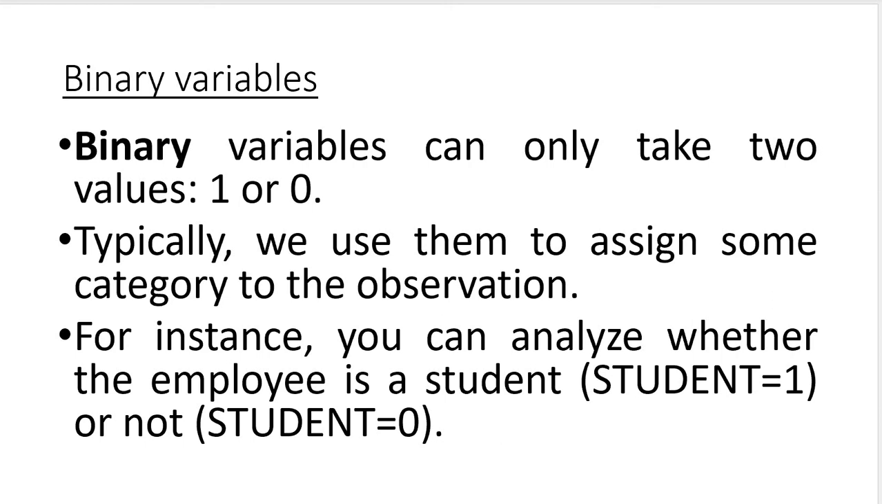So in this case, you have two categories, student or non-student. So you design a binary variable called student, and this variable takes the value of 1 if the respondent is indeed a student of a Polish university, and the value of 0 otherwise. So this is how you transform some qualitative data to quantitative data.